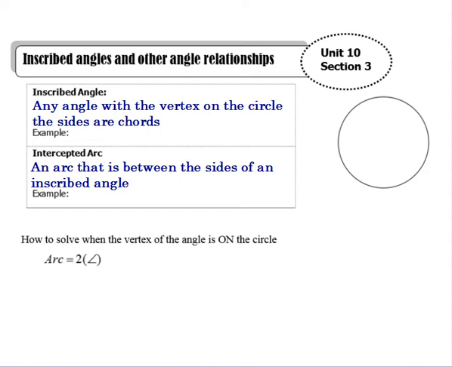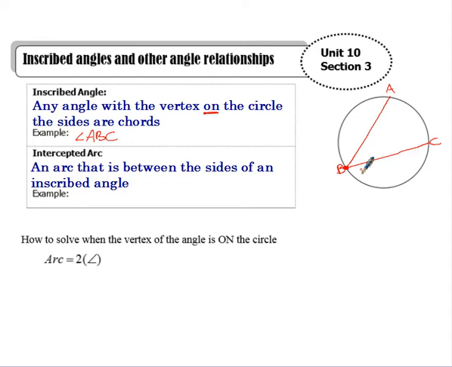An inscribed angle is any angle where the vertex is on the circle and the sides are chords. So the key word here is on. The vertex means where the angle is created. If I drew something like this, A, B, C, notice it doesn't go through the center of the circle, and that's fine. Inscribed angles don't have to go through the center. Angle ABC is an example of an inscribed angle because the vertex is right here on the circle. AB is a chord, BC is a chord.